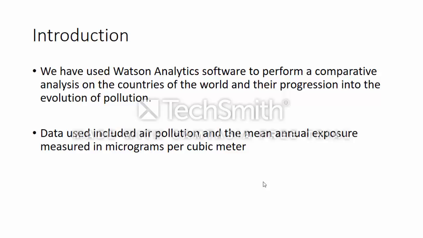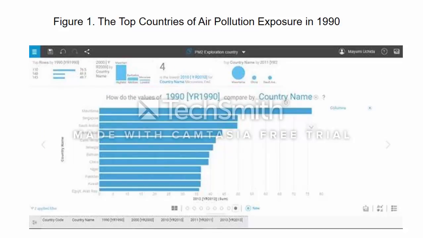In our report, we have used Watson Analytics software to perform a comparative analysis on the countries of the world and their progression into the evolution of pollution. The data we used regarded air pollution and the mean annual exposure measured in micrograms per cubic meter and included the world aggregates. The World Bank has made this information available from its website, and we thought it would be interesting to see what the data could tell us through Watson Analytics.